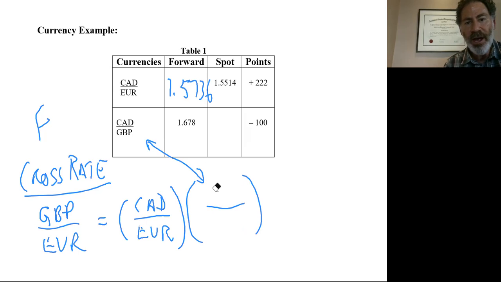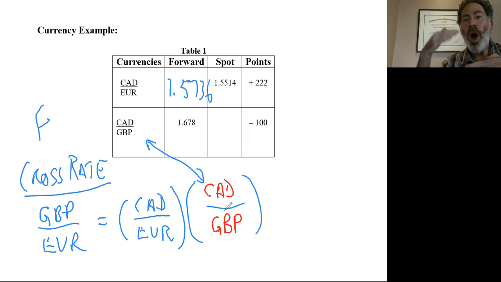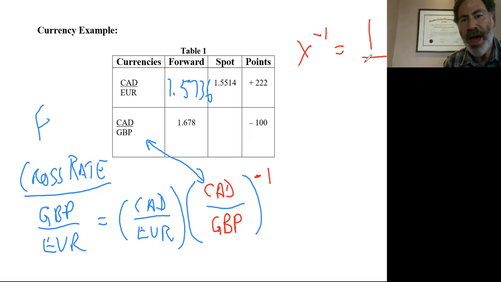We are given CAD over British pounds. So what I need to do then is the reciprocal, which is 1 over. In the textbook, sometimes they put this to the exponent -1. Any number to the exponent -1 is simply 1 over that number. There's the math for you, if you wanted to make sure you know how to do it. But what I would do really quickly is simply fill it in.